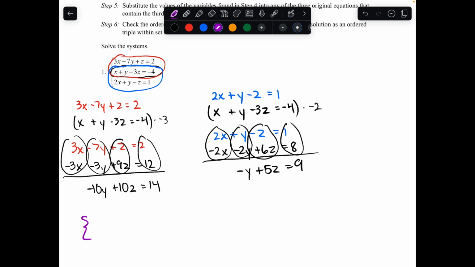This will be negative 10y plus 10z is equal to 14, and negative y plus 5z is equal to 9. Now from here you can use the substitution method or the addition method, whichever one you like. Personally, I like using the addition method, so I'm going to go ahead and turn this negative 1 on the y into a positive 10.